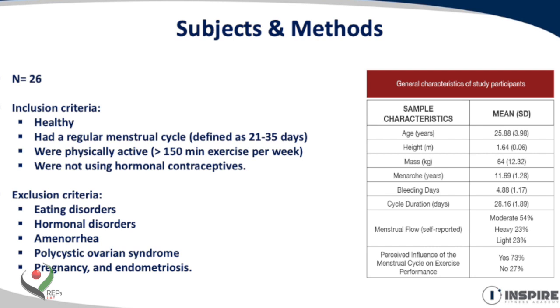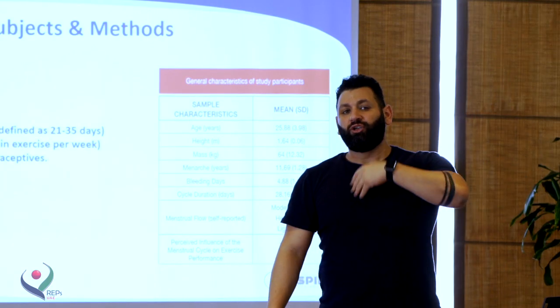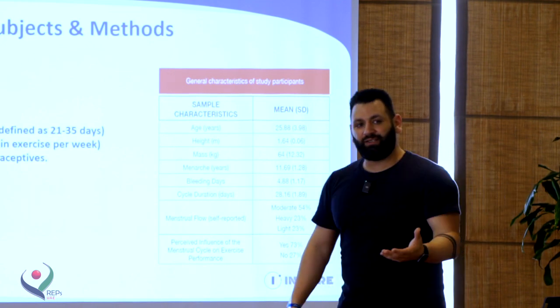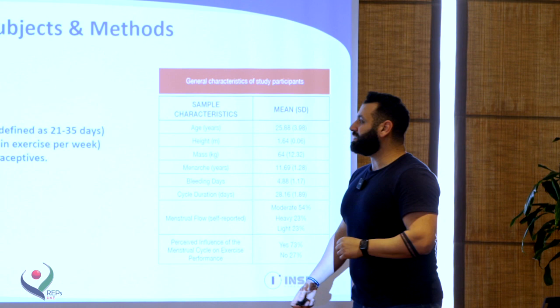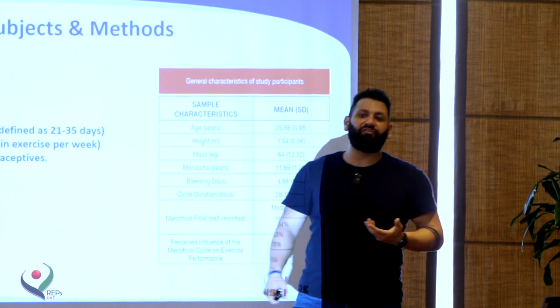They had to be healthy. You can look at the inclusion criteria here. So they're healthy. They have a regular menstrual cycle. And by the way, they did a 3-month observation to make sure that they have a regular menstrual cycle, which is 28 days, around 5 days period. And they had to be active, doing more than 150 minutes per day.